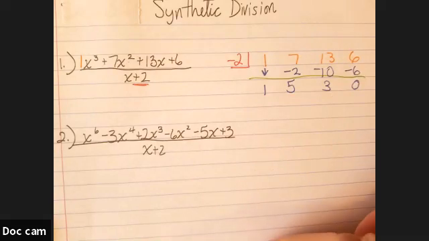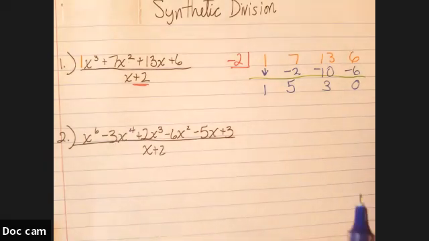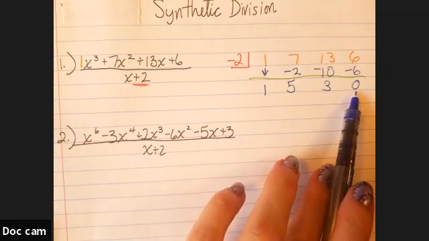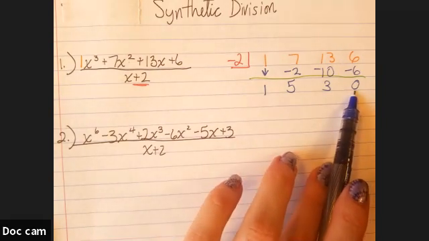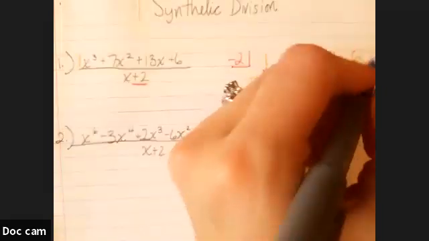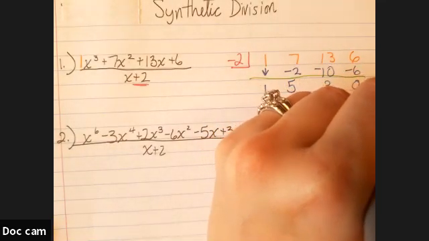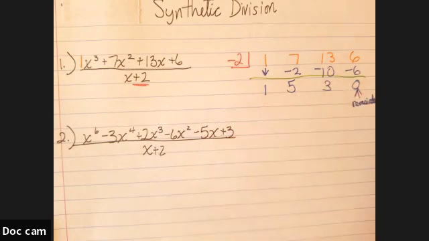You might want to rewind it and go back over, just make sure you followed it if you need to. All right, so that's the remainder. That last number right there is the remainder. So in this case, the remainder is 0, so that's good.